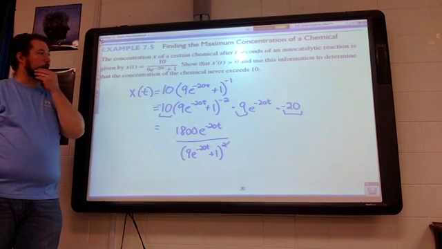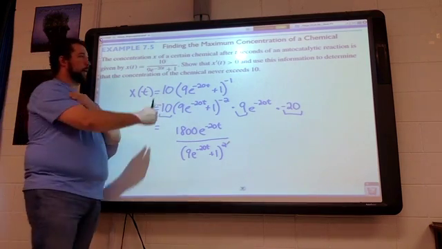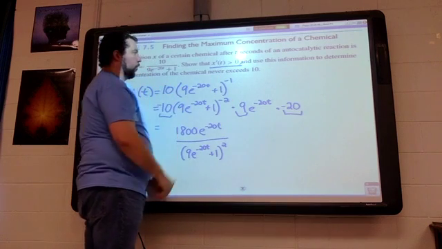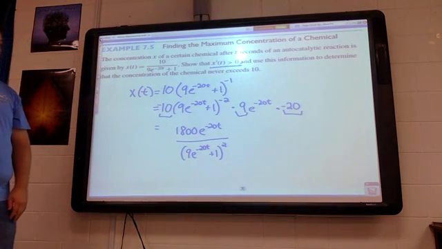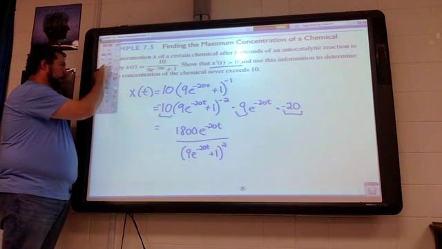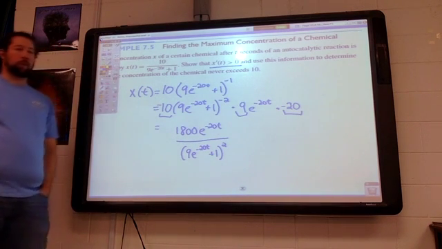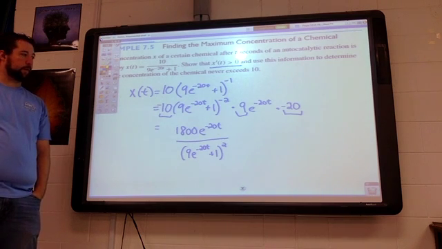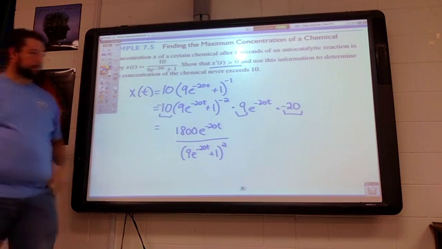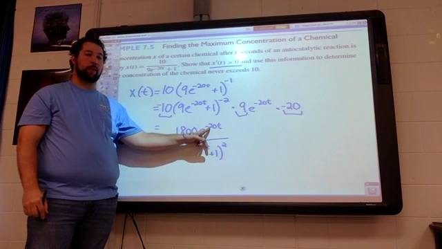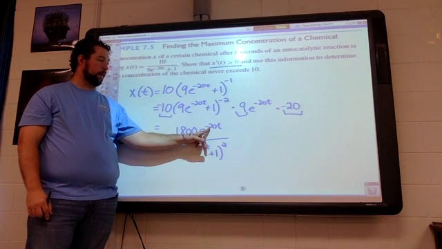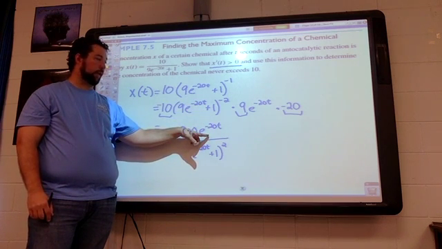Now let's go back and tackle this problem. It said here, show that x prime of t is greater than 0. How are we going to show that? Let's think about it. If you remember what the exponential function looks like, the exponential function will never, ever give you a negative number. e to a power, even a negative power, technically brings it to 1 over e^(20t).